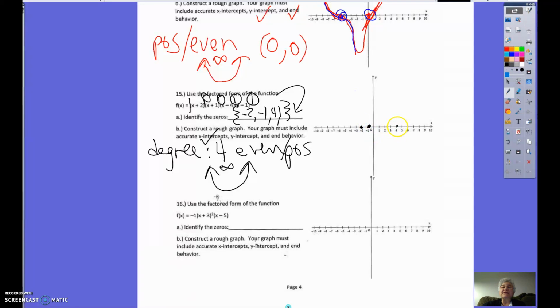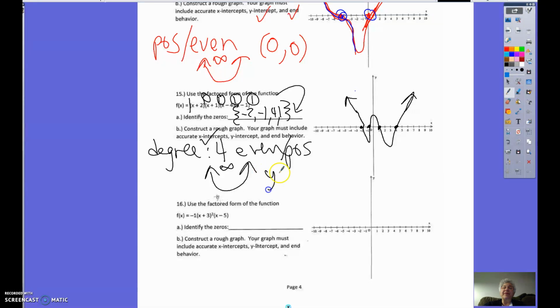-1, +4, and +1, I know at the end of each it's going to be facing up. Since the multiplicity is 1 for each of our x-intercepts, that means we're going to go through, come back, go through, and come back up again. So we're going to have a W shape, which you can confirm on your calculator by putting x plus 2, x plus 1, x minus 4, and x minus 1 into y1 in your calculator and hitting the graph button.